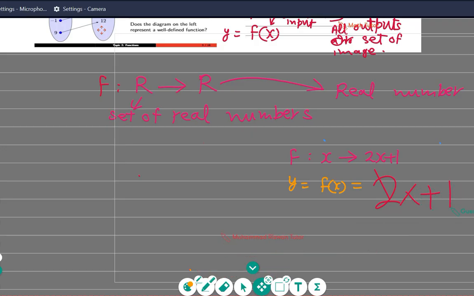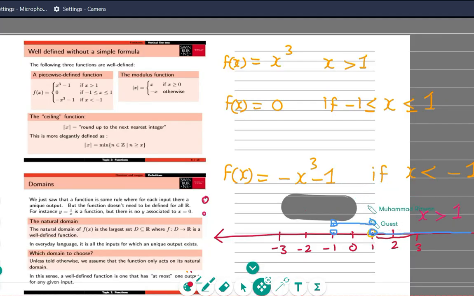This shows minus 1 less than or equal to x less than or equal to 1. And x less than minus 1, this shows. So we have divided the domain. Its full domain is the real numbers, but there are three parts of the real numbers, and for the three parts there are three functions. You should tell me if you put any value, are you getting a single output or more than one output?